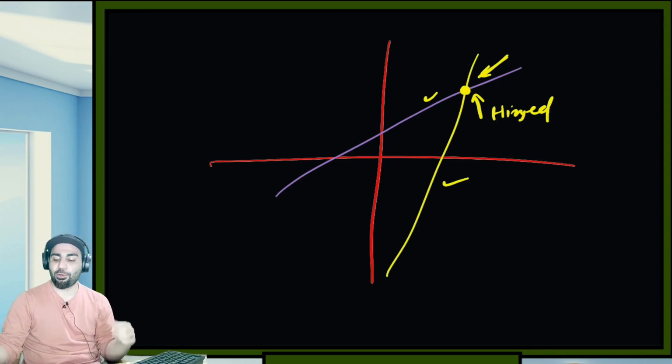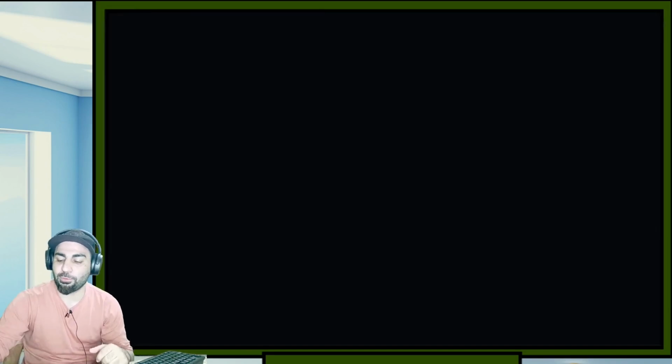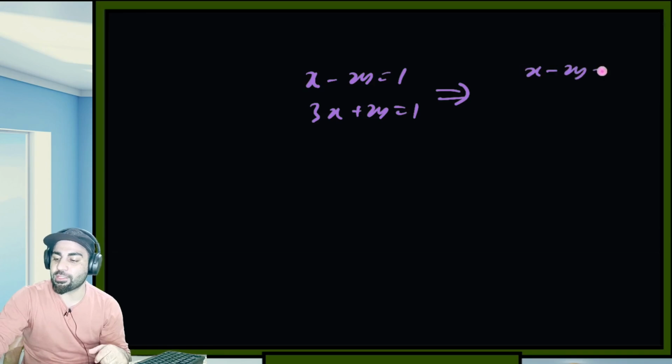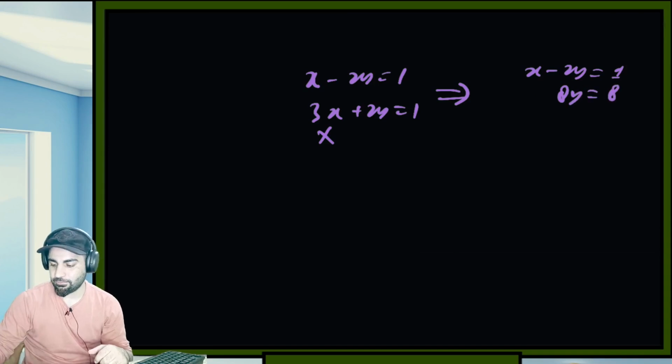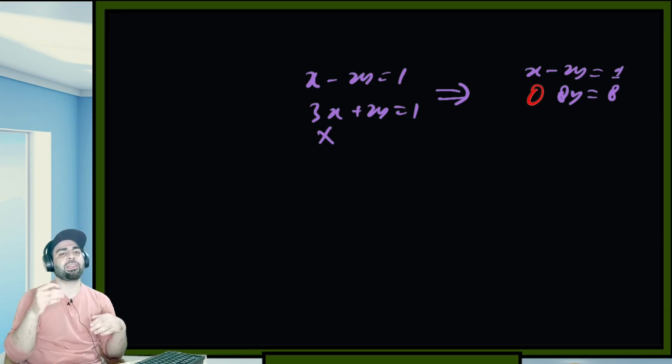But what was the most obvious thing? The most obvious thing was to make it upper triangular. So we had x minus 2y is equal to 1, 3x plus 2y is equal to 11. This was the original, and the transformed equations were x minus 2y is equal to 1, and we knocked off this. Okay, we made it upper triangular. So that was 8y is equal to 8, and we got 0 over here.